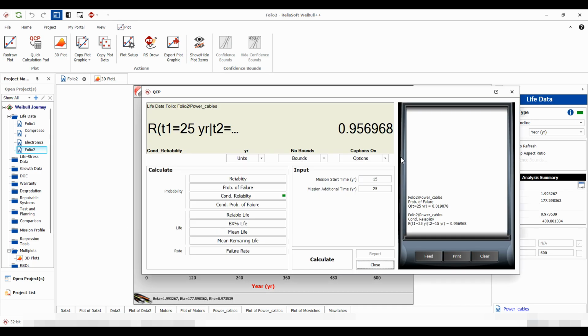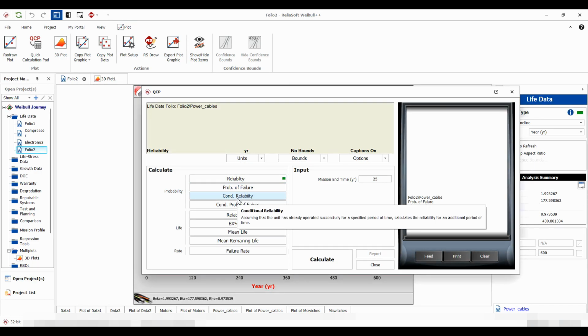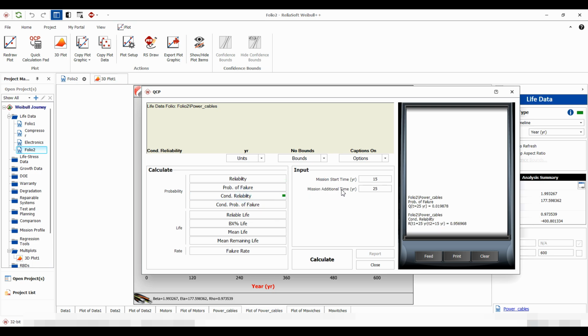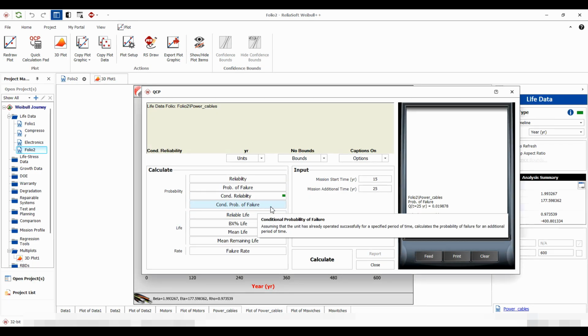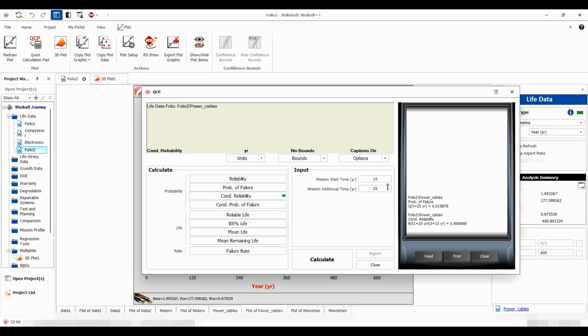And if we obviously want to extract detailed information, a detailed numerical answer, then clearly we can refer to the quick calculation pad. We can interrogate in terms of reliability, probability of failure, conditional reliability, and in a sense conditional reliability is something that we haven't seen on our graphs. And conditional reliability or conditional probability of failure requires two mission times, one that we successfully completed, in this case, for example 15 years, and what is the probability of success for another 25 years.